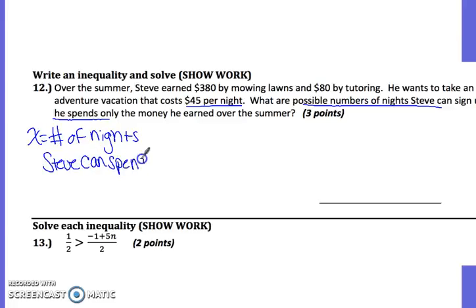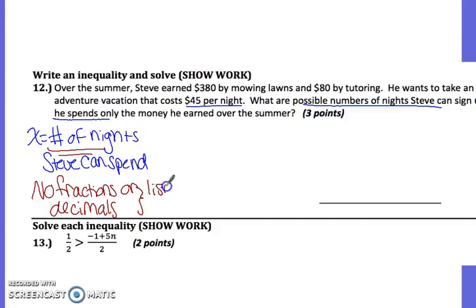As soon as I defined my variable, I thought to myself, if he's staying a specific number of nights, you can have no fractions or decimals. You know that your answer has to be a list because you cannot have that. As soon as you defined your variable, you should have thought about that. Then we know we're talking about money. So I'm always thinking about what you spend has to be less than or equal to what you earn.